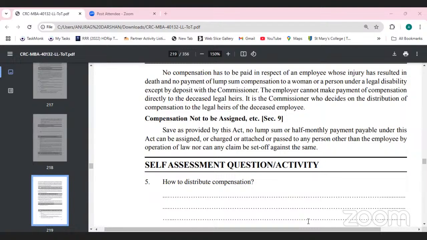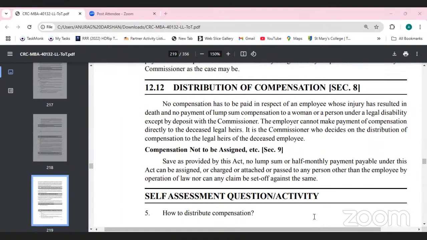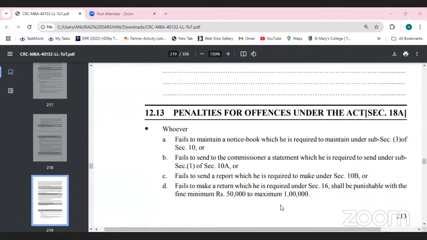Now, compensation not to be assigned as per Section 9. As provided by this Act, no lump sum or half monthly payment payable under this Act can be assigned or charged or attached or passed to any person other than the employee by operation of law, nor can any claim be set off against the same. So, it cannot be assigned.